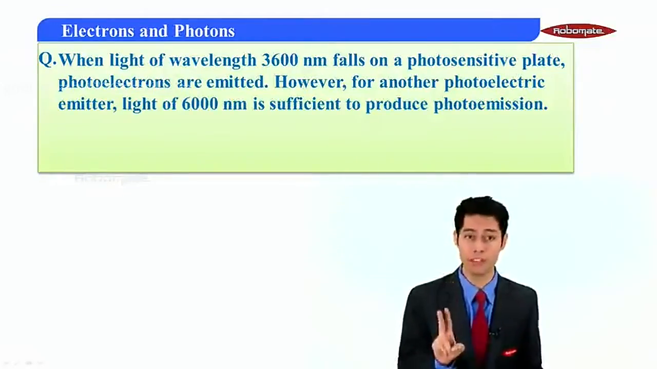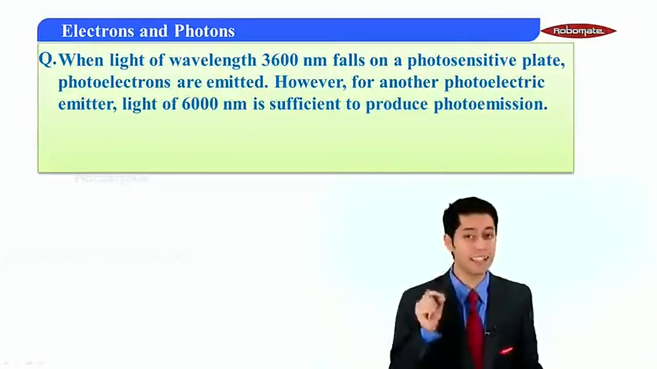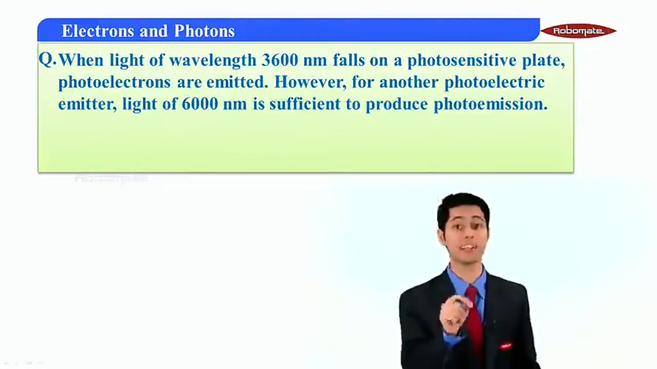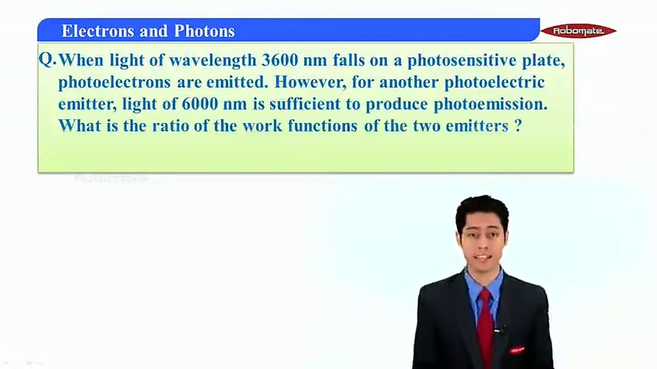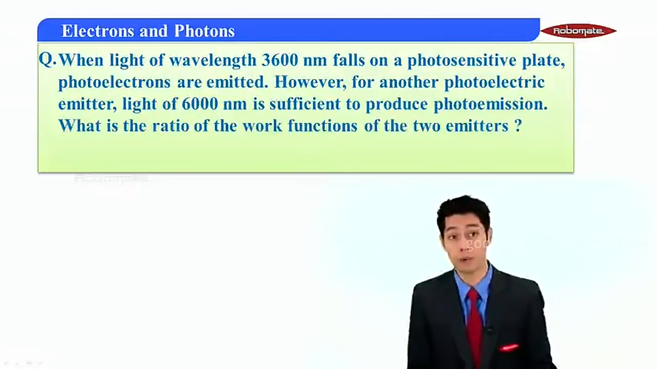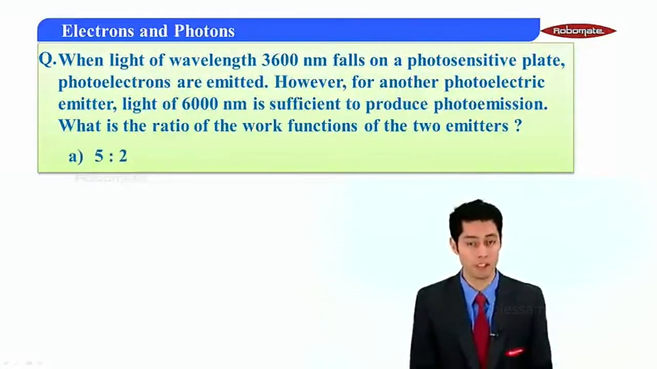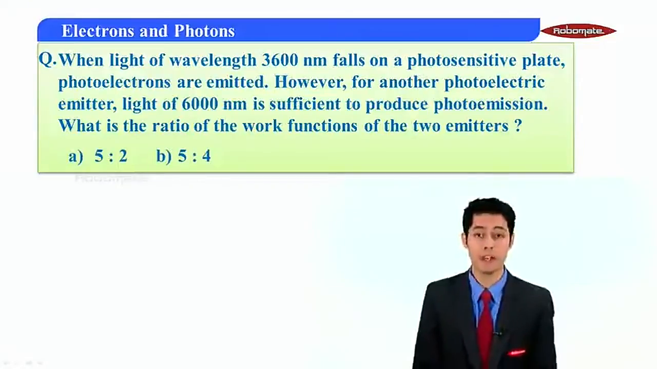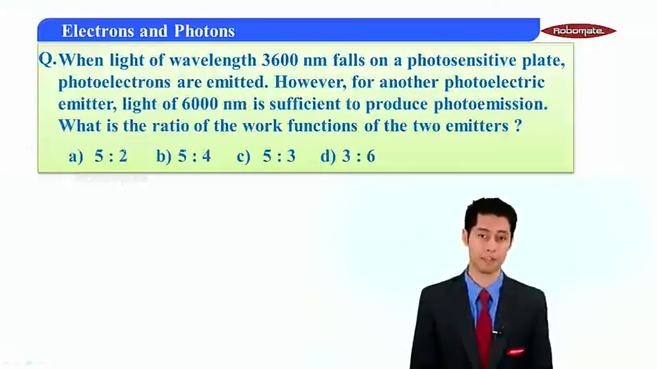However, for another photoelectric emitter, the light of 6000 nanometer is sufficient to produce photo emission. So I have two wavelengths which are producing photo emissions. Can I say these wavelengths are actually the threshold wavelengths which are provided? What is asked in the question? They are asking us to find out the ratio of work function of the two emitters. The options which are given to us are 5:2, 5:4, 5:3 and 3:6 respectively.